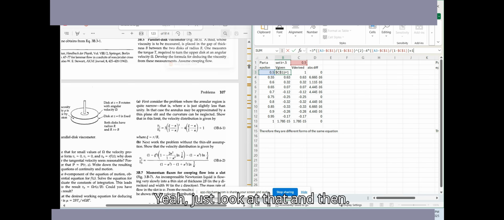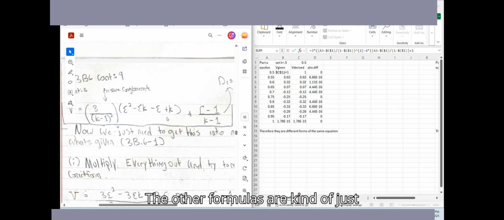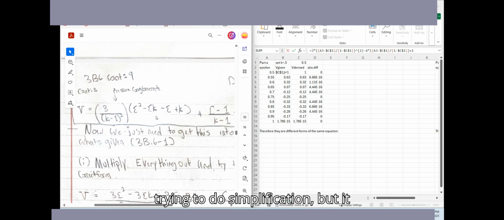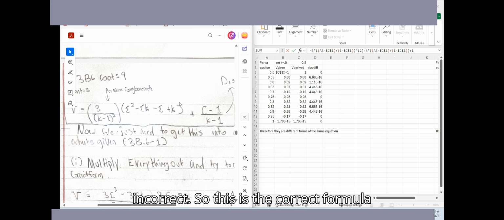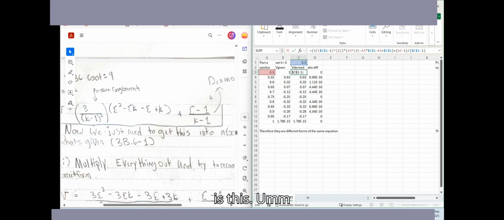Yeah, just look at that. This is from here, this formula. If you look at it, it matches my formula. The other formulas were just trying to do simplification, but it didn't work out. The simplification was incorrect. So this is the correct formula here, and this is the derived formula here, which is this. You can check that if you want, but it's the same formula.